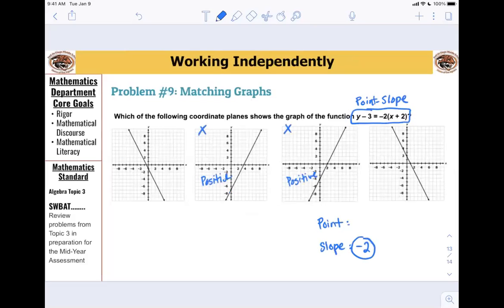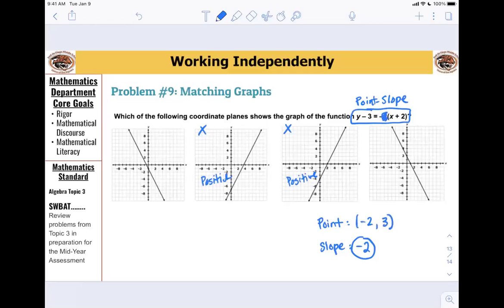Okay, but then I also know a point. This is the tricky part. Who remembers, out of the numbers that are left, we already used this -2. What's my point? -3 is the y? Wait, no. There's actually a positive in the parentheses. You have to make that a negative. So what's the point? -2, comma 3.